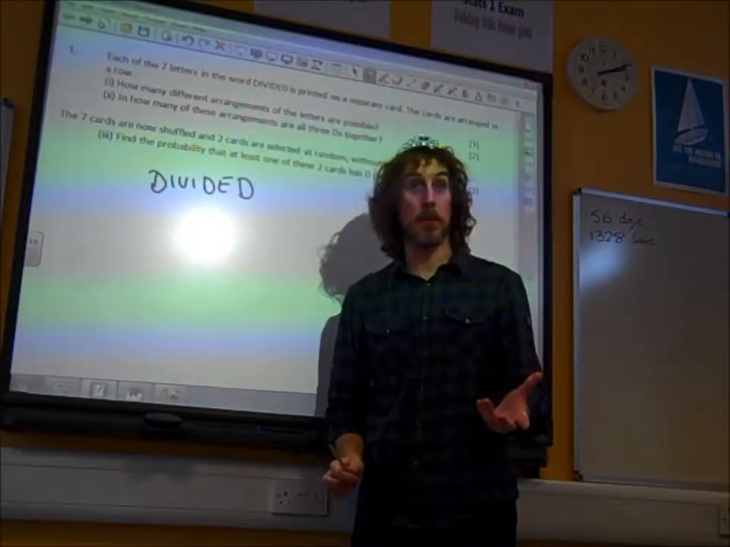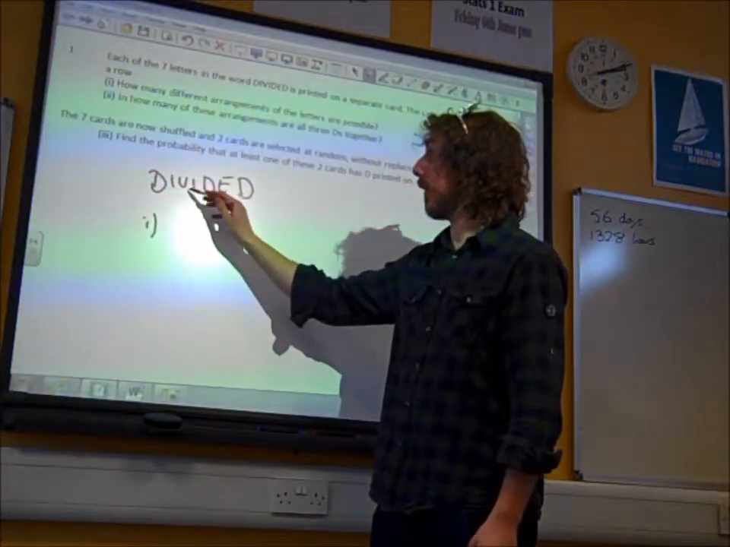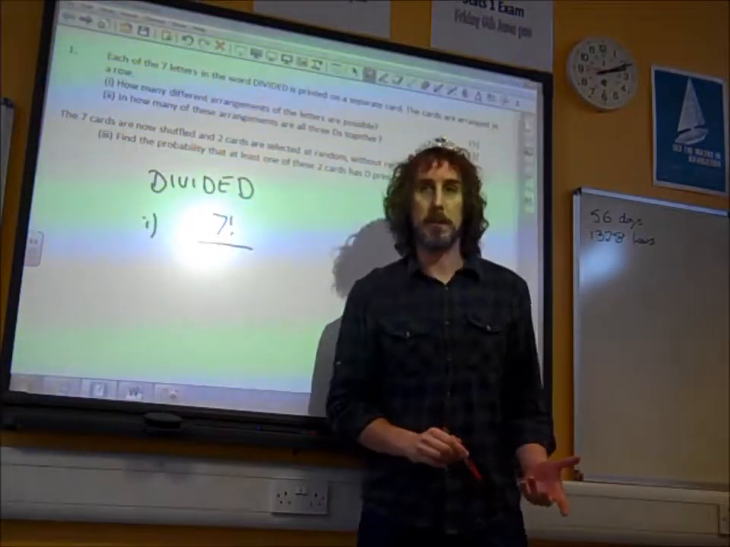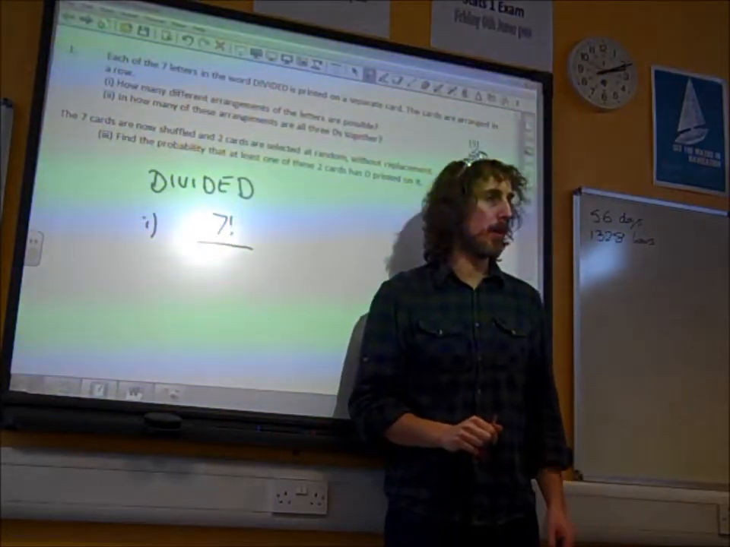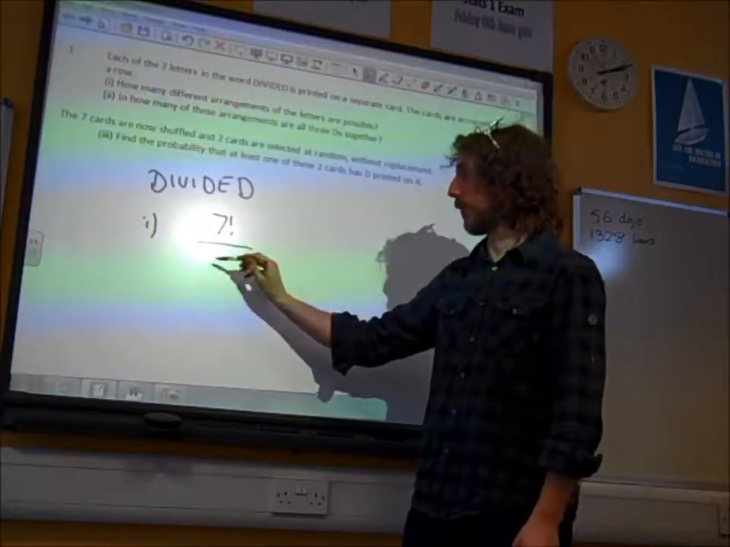So what do we need to do? We know how to do arrangements. How many letters are there? 7. But we're going to have to divide by something because there are some repeated letters. So what are we dividing by? 3 factorial. 2 factorial.